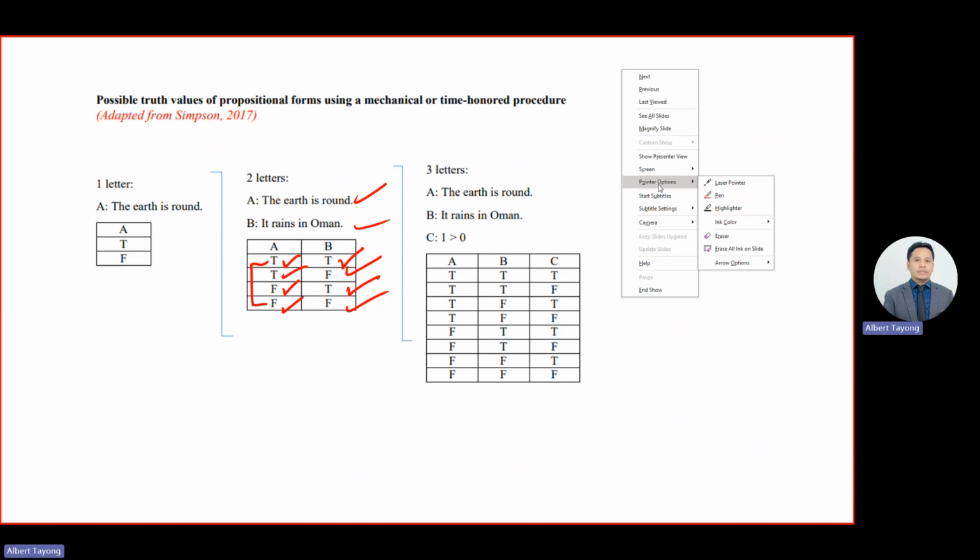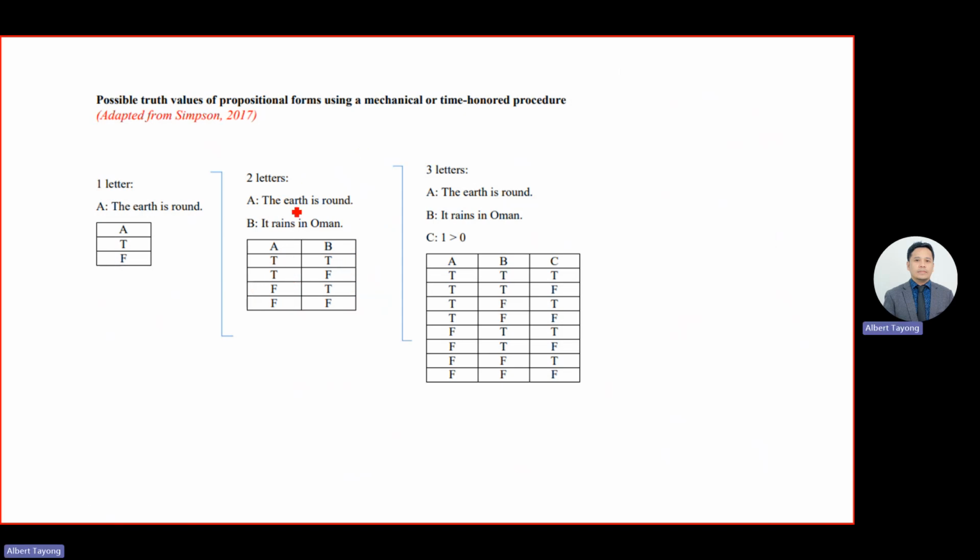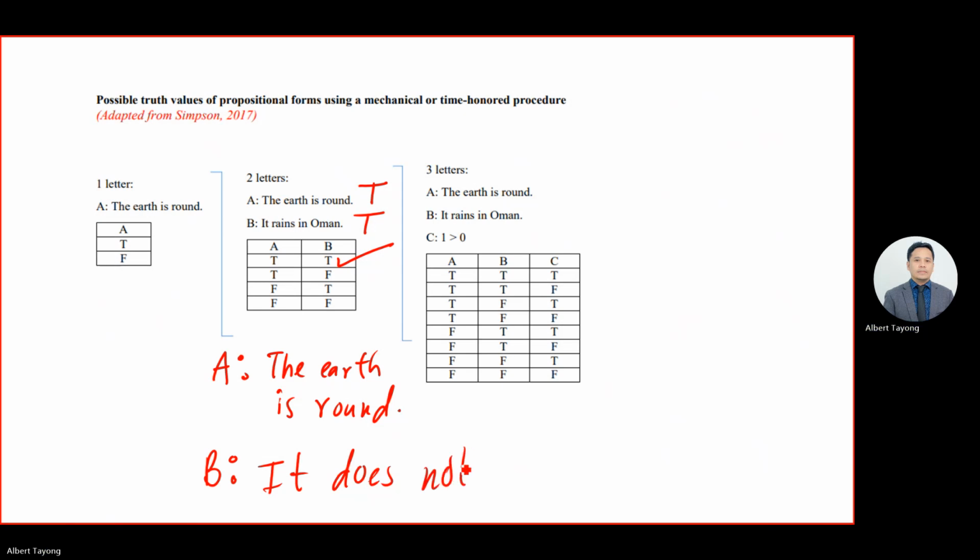So these are just the possibilities, these 4. But there is only one answer every time. So here the earth is round is true. It rains in Oman is true. So the answer is TT. But if I'm going to say like this, the earth is round, and B, I'm going to change a little bit. I'm going to say it does not rain in Oman. So this becomes false. Okay, this is true.